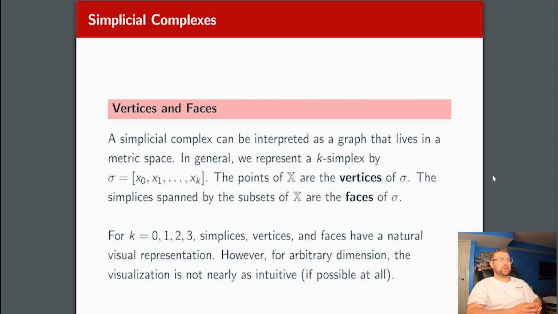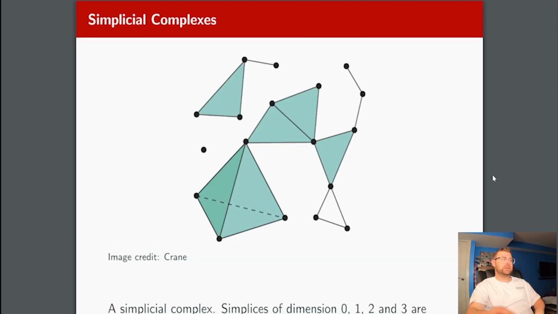In lower dimensions, for K equal to 0, 1, 2, 3, maybe even 4, it's pretty easy to visualize these things. But arbitrarily, it's not really possible. How are you going to visualize a 12-simplex? You're not. But we'll give a reasonable representation for lower dimensions, and that will give you a good enough interpretation of what's going on, and then that generalizes to n-dimensional space. Here's an example of a simplicial complex.